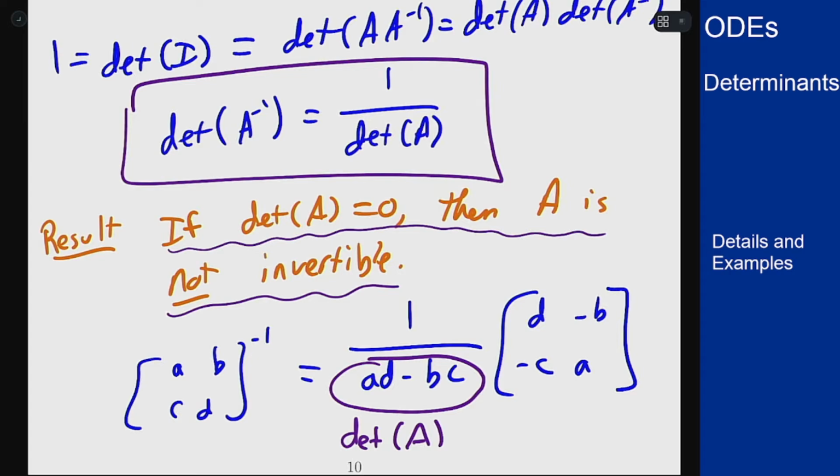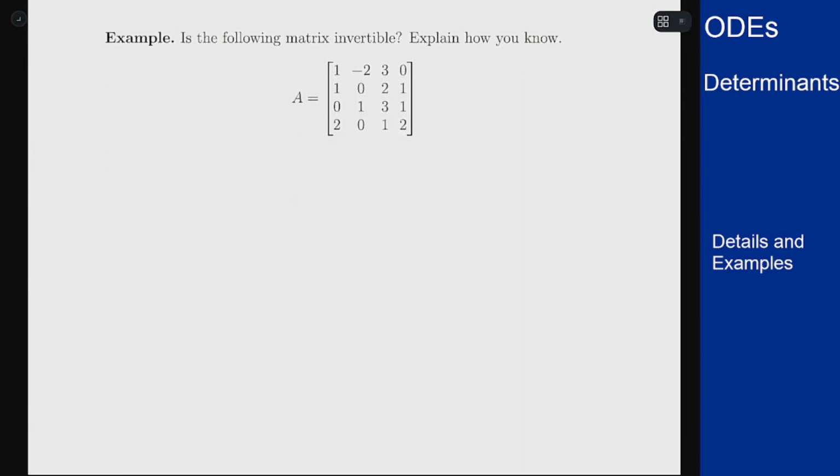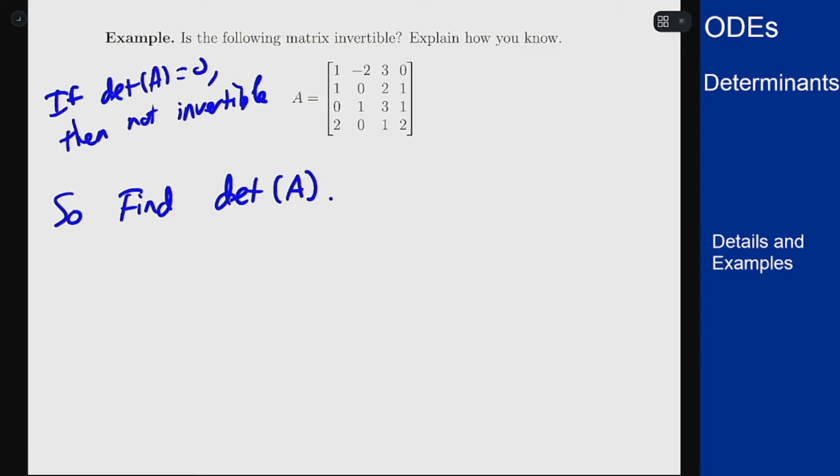So we have this example: is the following matrix invertible? Explain how you know. The main way we're going to do this is using determinants, because we know that if determinant of A equals 0, then A is not invertible. And if it's non-zero, then A has an inverse. I'm not asking you to find the inverse, just asking you to determine if it is invertible. So we're going to find the determinant. We can do this several ways.